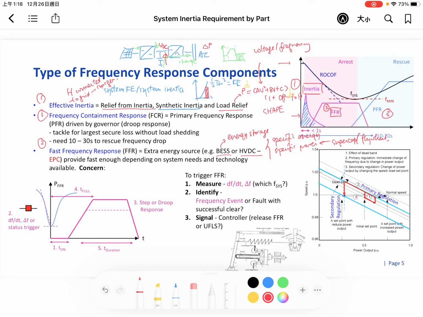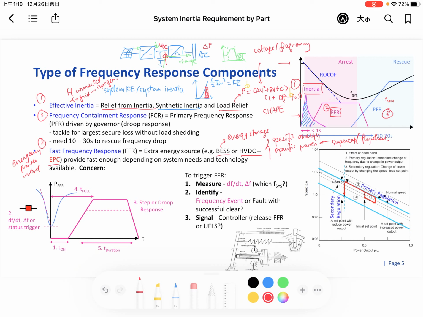The second one is HVDC with EPC. EPC is emergency power control, which is to release more power, to transfer more power during an emergency. Just like when there is a tripping of generators and a large power deficiency, we try to import more with HVDC. But what if the HVDC shuts down as the single largest in-feed lost? Then it will be another case that you need to support in other methods.